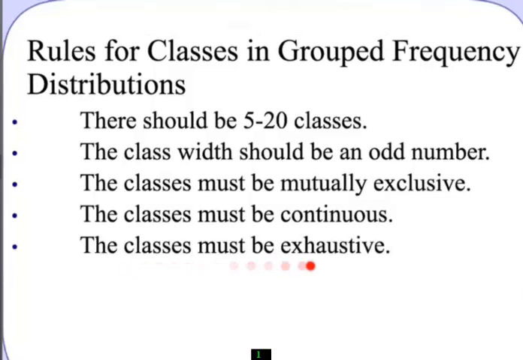Classes must be exhaustive. What this means is that all my classes, I should have enough there that it contains anything from my lowest number to my highest number in my data set. There should not be a single data point that is left out of any of my classes.